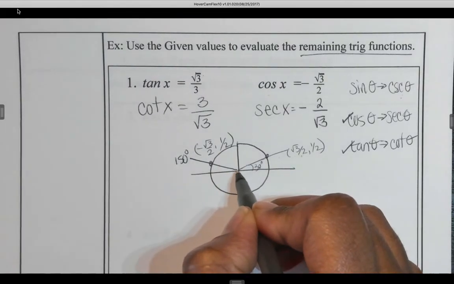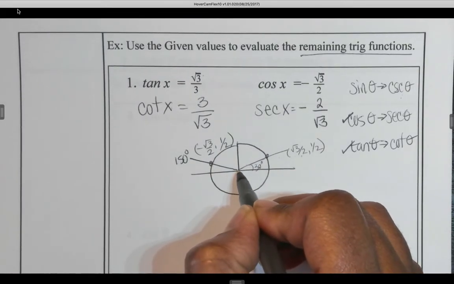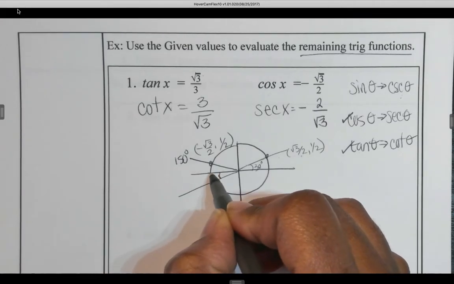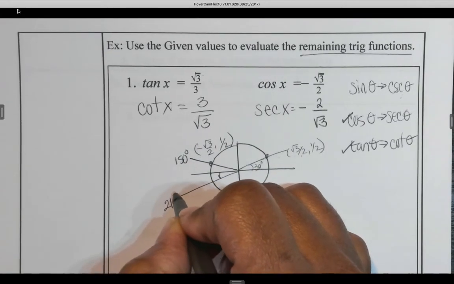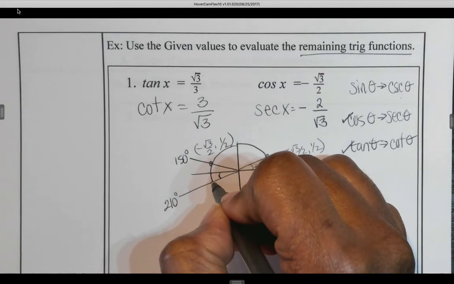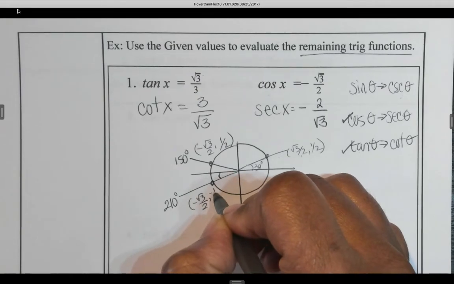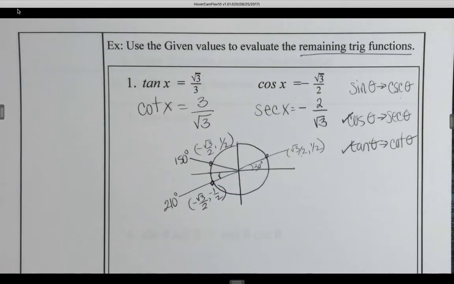There's another place, right, because we said quadrant 2 and 3. So I'm going to come here and use that same reference angle, 30 degrees below 180 degrees would be 210 degrees. And again, that point here is negative root 3 over 2. My x is negative, and in this case, my y is negative.